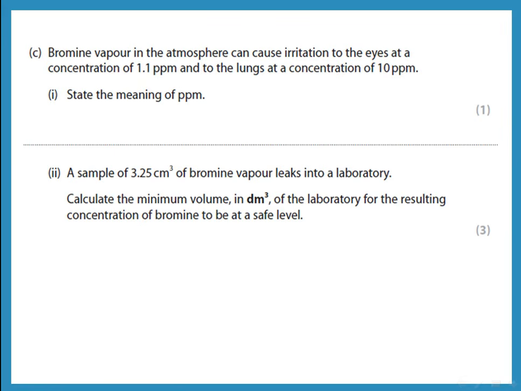Here this question is saying state the meaning of ppm. First of all, you should know that ppm means parts per million. Then he says at the top that bromine vapor in the atmosphere can cause irritation to the eyes at a concentration of 1.1 ppm and to lungs at a concentration of 10 ppm. Remember that if you have these kinds of two numbers, the precaution that I would take would be from the 1.1 ppm, the smallest that can cause any irritation. So I don't want 1.1 ppm of anything in here.